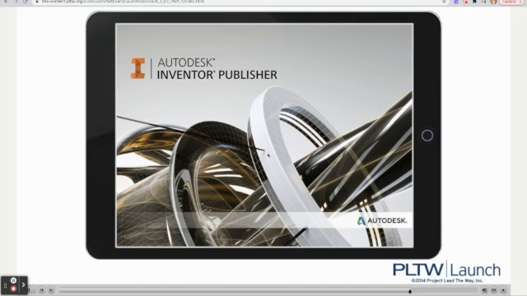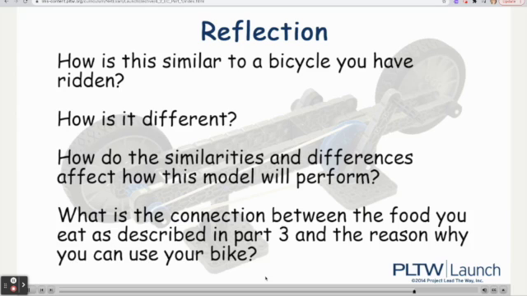Remember that the building guide is installed on the Autodesk Inventor Publisher app. Read and follow the procedures in Part 4 to construct the model of the bicycle. After building and trying this bicycle model, students will consider the following questions. How is this similar to a bicycle you have ridden? How is it different? How do the similarities and differences affect how this model will perform?